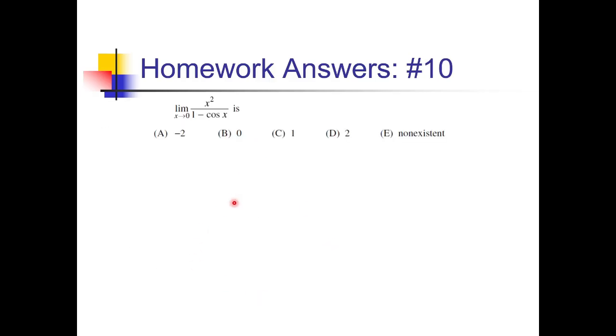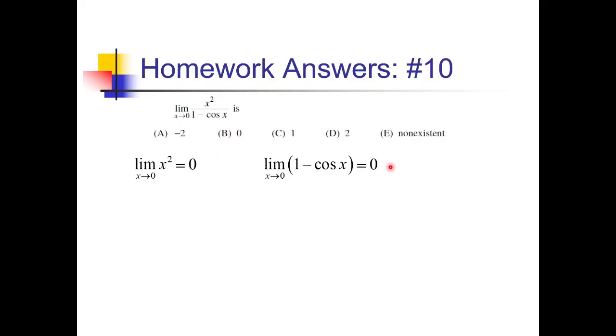For this problem, I'm trying to take the limit as x approaches 0 of x squared over 1 minus cosine of x. So let me just take those limits individually of the numerator and denominator. Limit of x squared, that's going to be 0 squared, which is 0. Limit of 1 minus cosine of x as x approaches 0. Well, cosine of 0 is 1, so this is just 1 minus 1, or also 0. So this would give me 0 over 0.